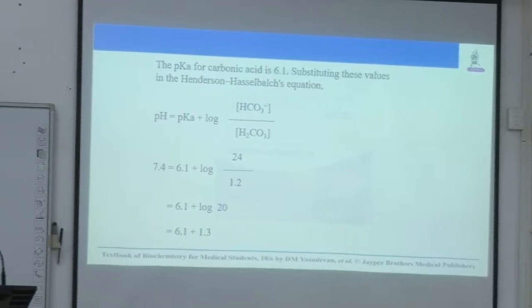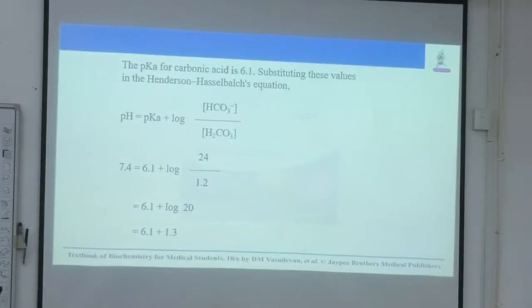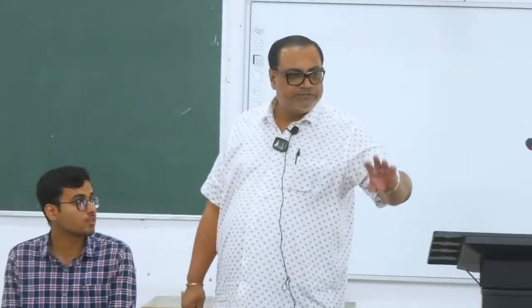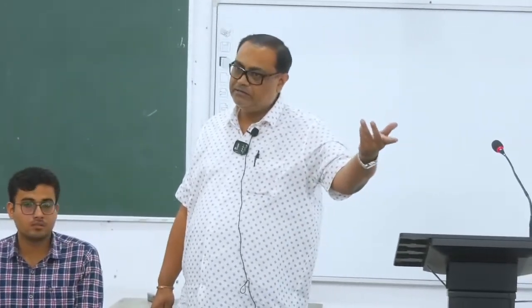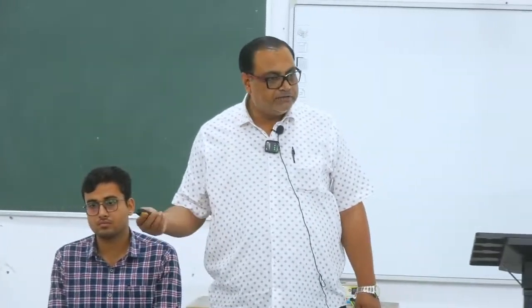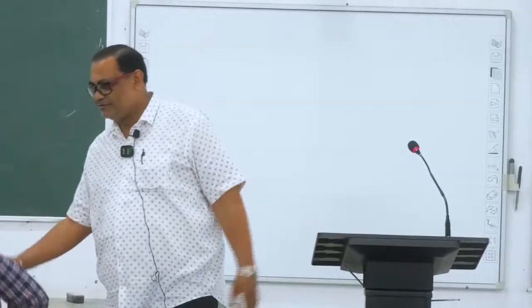Clear? In this case, there is no CO2. Only bicarbonate is there. What will happen? The ratio will increase from 20:1 to higher. So this will become more than 1.3, and pH won't be 7.4 any more. It will be 7.6, 7.7. Beyond that, you will die. Do not try. Thank you for your cooperation.